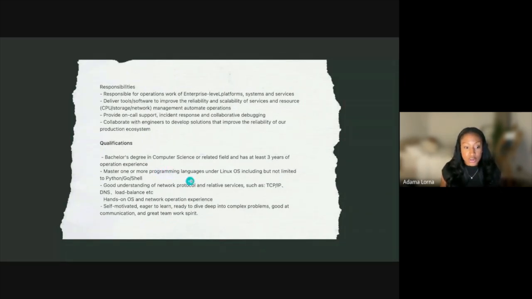But it does want you to make sure that you've mastered one of the programming languages under Linux. So in this case, Python, Go. And this is where the networking stuff seems to be more important in this particular job, because they've spoken about it, they've declared it quite clearly. Understanding of network protocols and relative services, DNS, load balancers, and hands-on OS experience.